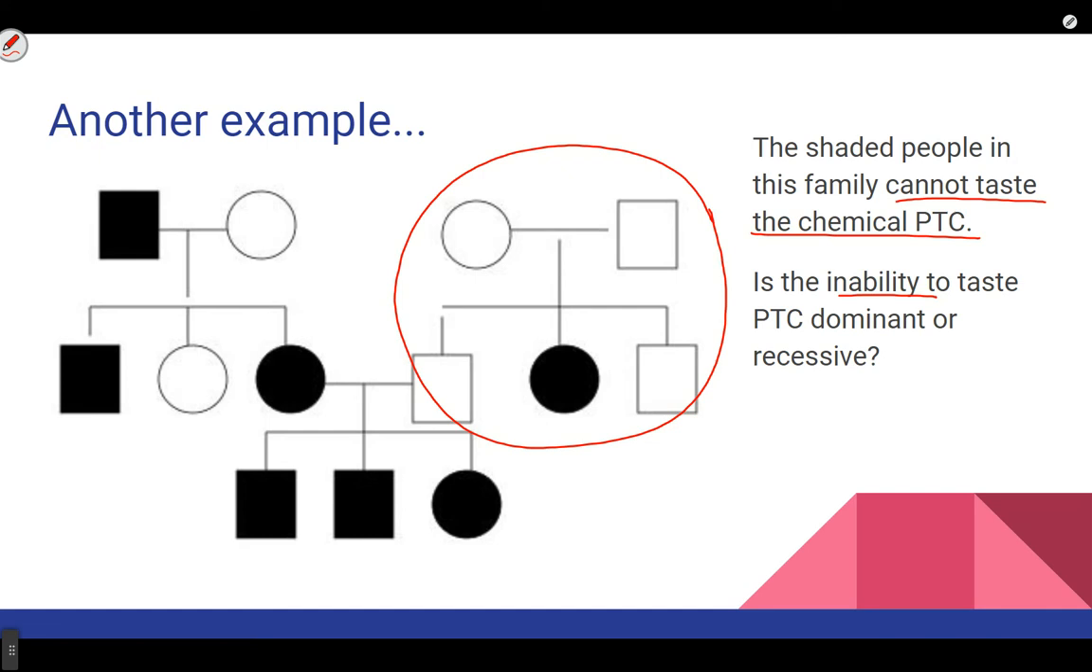If the shaded trait down here is recessive, then just like last time, both parents could be heterozygous, and she could have inherited the two recessive alleles. It doesn't work the other way. Does that make sense? So in this case, the inability to taste must be recessive, because that's what was shaded here. Any questions about that?